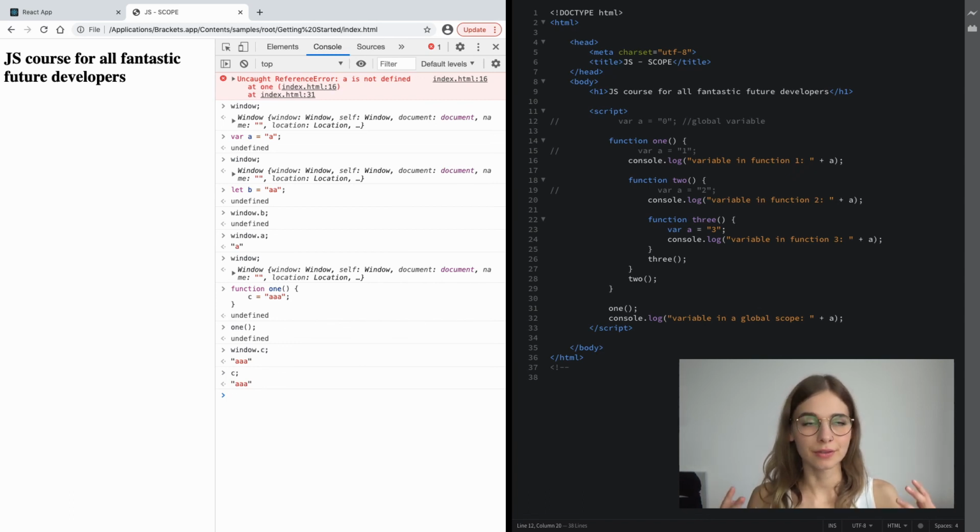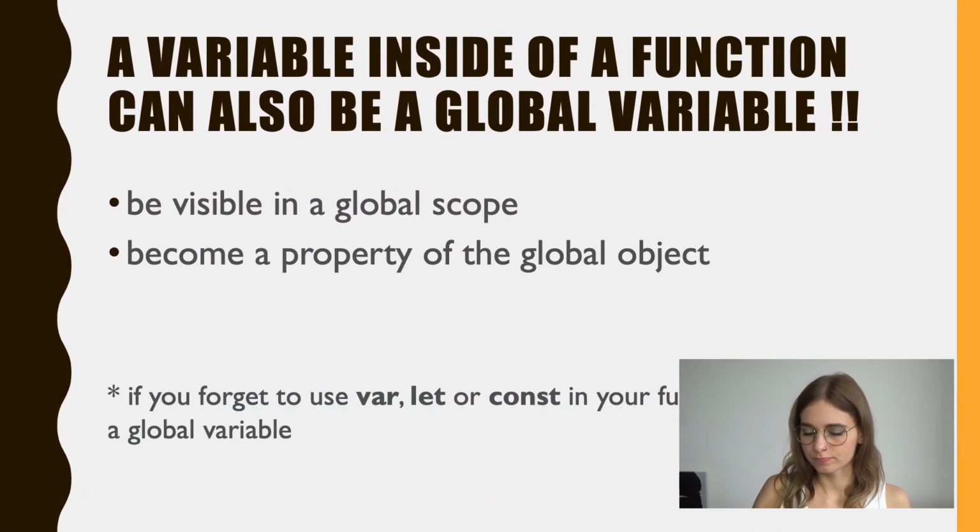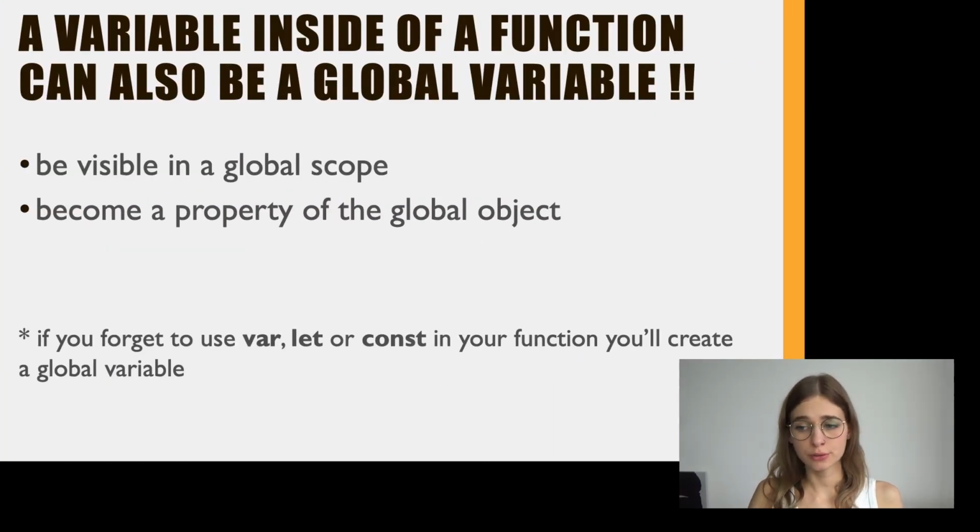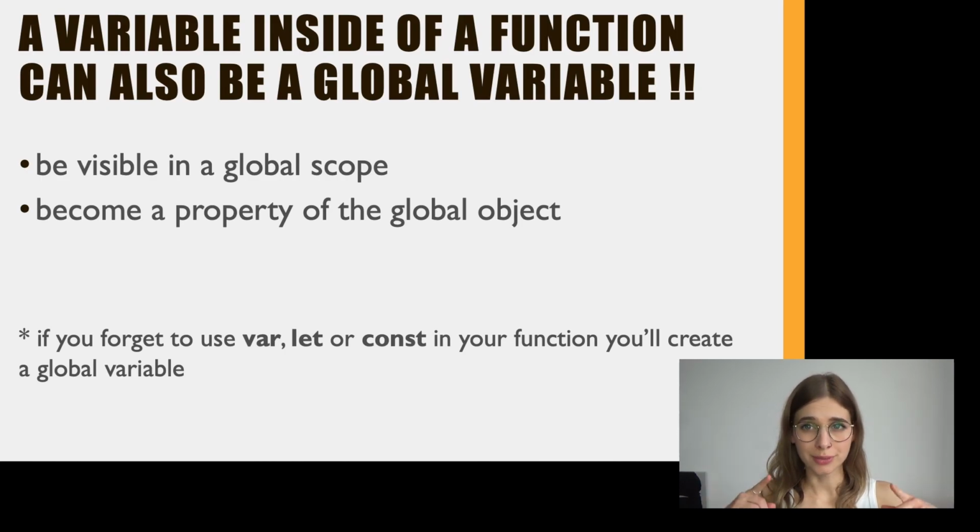Normally, if it was declared with the keyword var, let, or const, you can't access something that is inside a function. So if you forget to use var, let, or const in your function, you will create a global variable. And this is only your mistake. This is how the mechanisms of JS work, so do not forget.